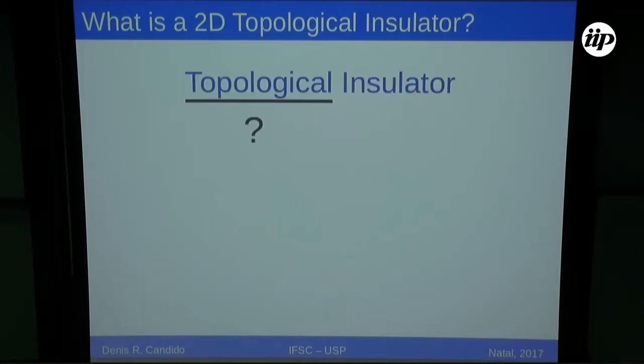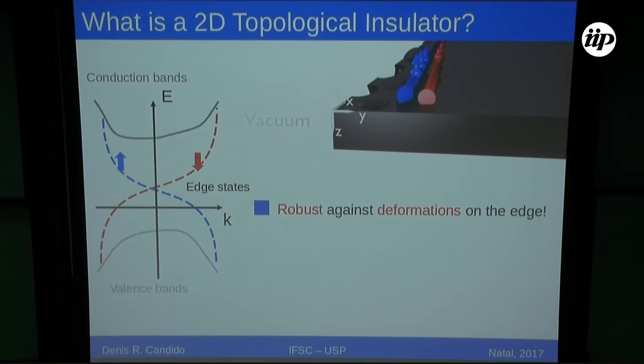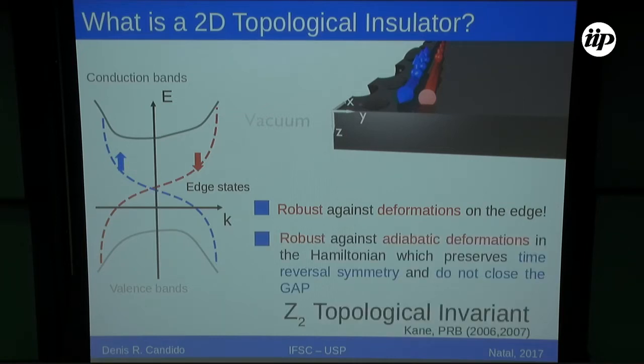So what about the topological word? What does it mean in this context? Well, topological here means that no matter how you deform the edge of your sample, no matter how you adiabatically deform the valence and conduction bands of your system, if you do not close the gap, or if you do not break time reversal symmetry, you will always find the helical edge states inside the gap.